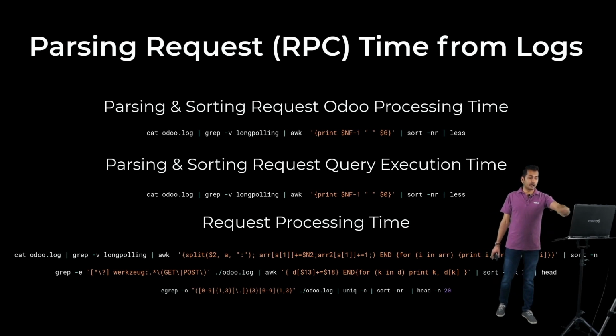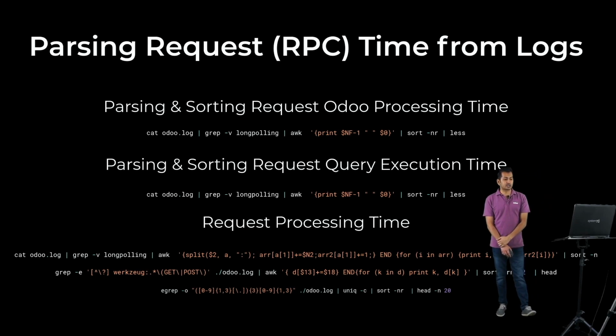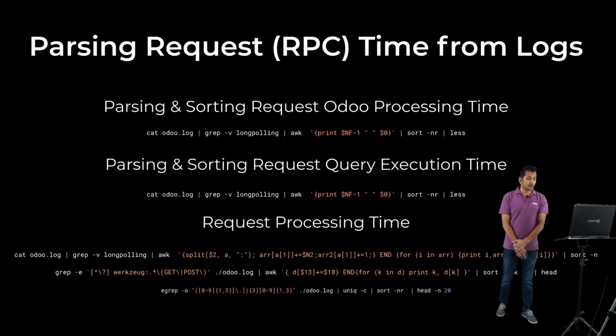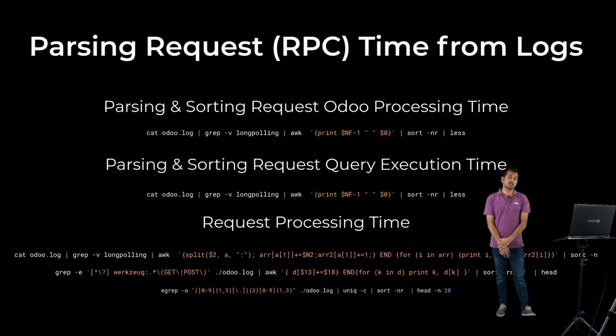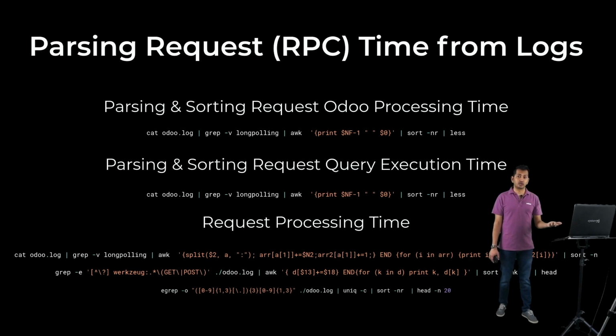Very similar to that, the request processing time. If you want to get an hourly request processing time, the command that you are seeing will give you that. Very similar to that, the last command, if you want to get the most frequent request IP on your server, this is an IPv4 regex. You can grep and find the IPv4 that is sending the most requests on your server, to find where the most requests are originating from.